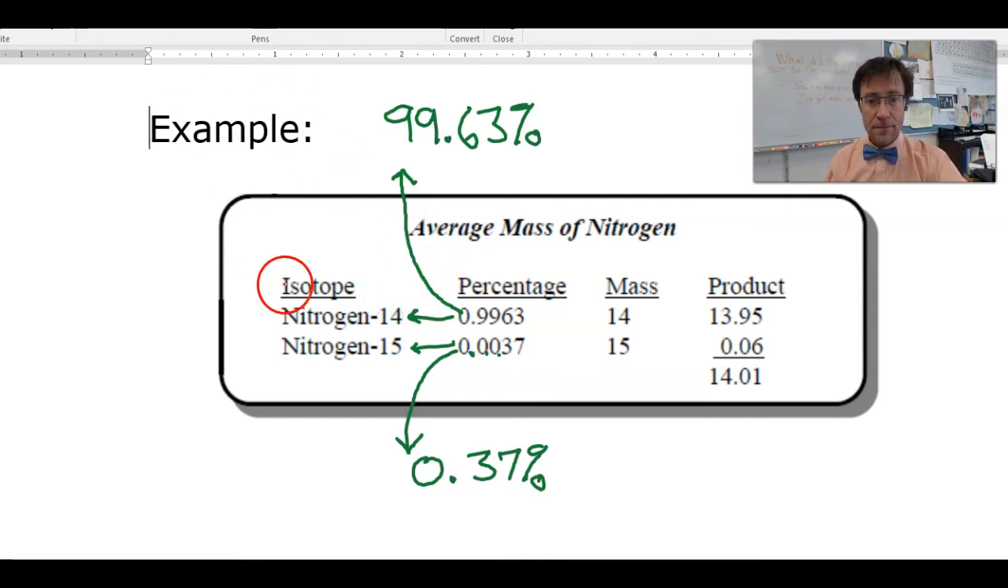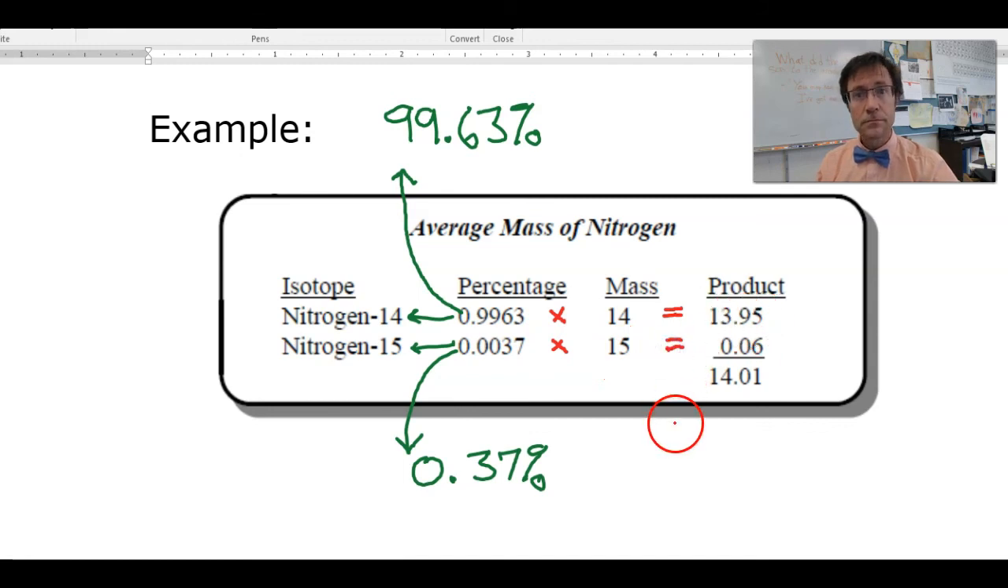So here's the math. We take our percentage as a decimal, and we multiply it by the mass, and we get this thing called the product. We use a calculator, right? I do that for my first isotope. Then for my second isotope, I take the percentage expressed as a decimal, and I'm going to multiply it by the mass. In this case, 0.0037 times 15, using a calculator, because I can't do that in my brain. Then we get a number. Okay, so this is the product for 14, this is the product for 15, and then we just add those two together.